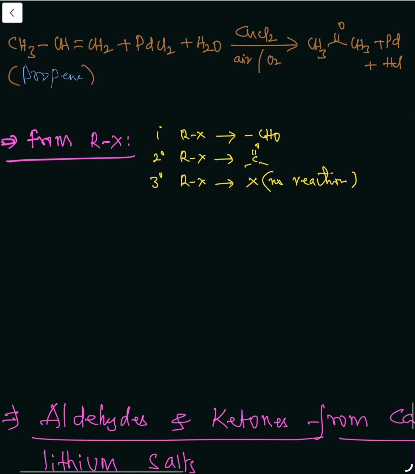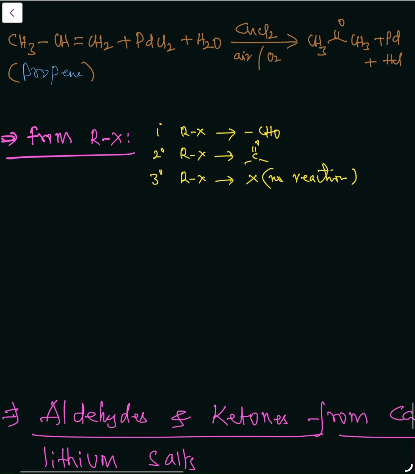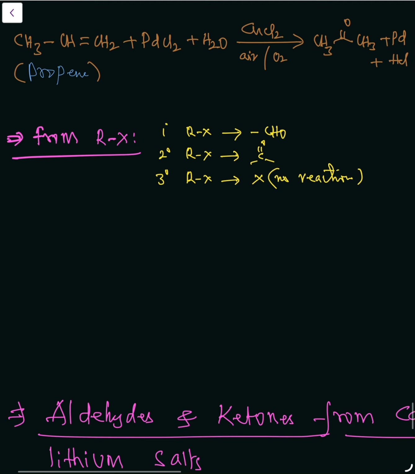Next, let us see preparation of aldehydes and ketones from alkyl halides. In this, primary alkyl halides give aldehydes, secondary alkyl halides give ketones, whereas tertiary alkyl halides do not give any products. That is, no reaction is taking place, right? Generally, this reaction takes place with dimethyl sulfoxide, an aprotic solvent. Let us see some examples.